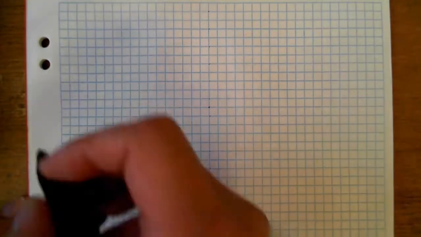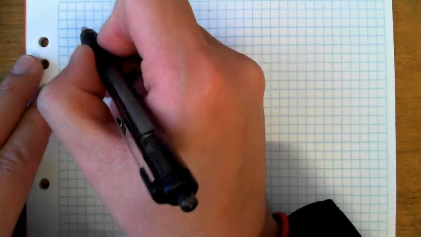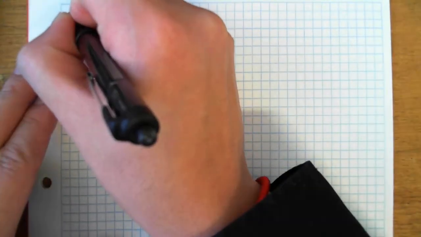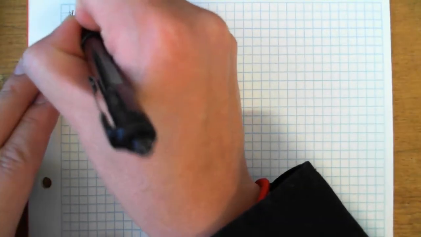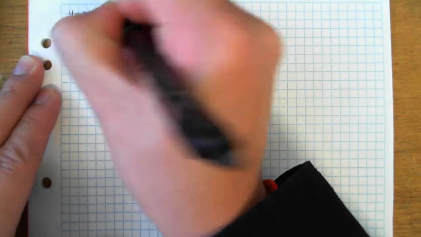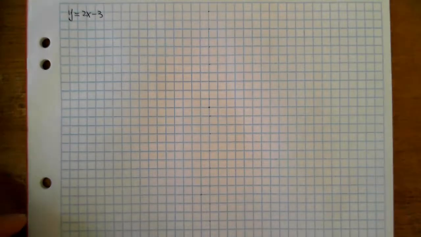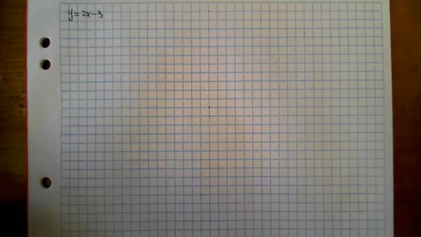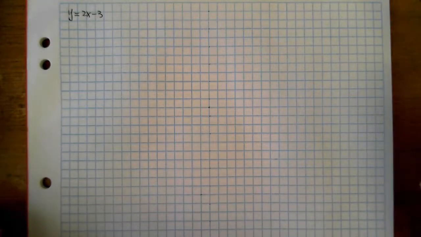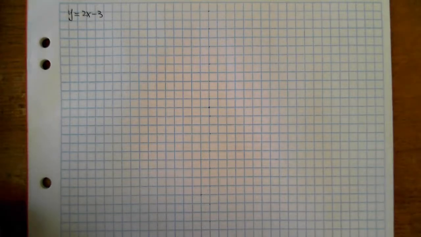Okay, let's have a look at the first relations. If we want to plot y equals 2x take away 3, and we want to have a look at what the graph is like, firstly we have to find the coordinates. So how can we find the coordinates? Usually we use the 7 points method to find the coordinates.